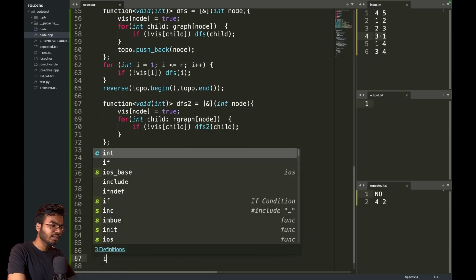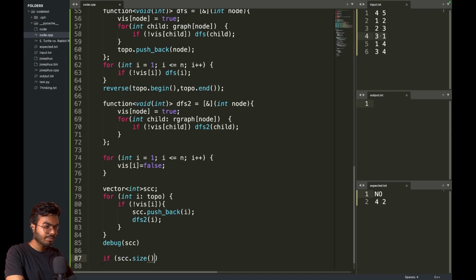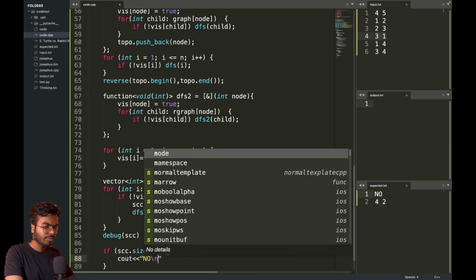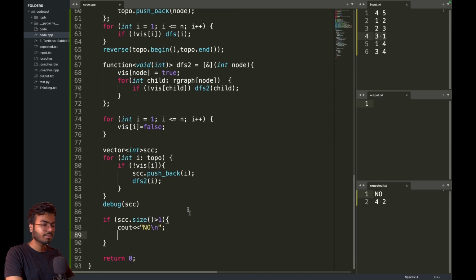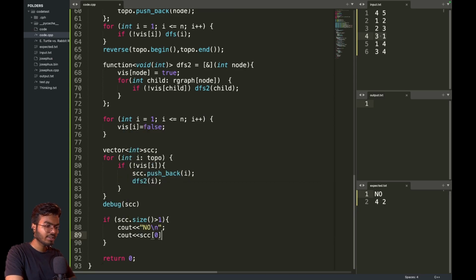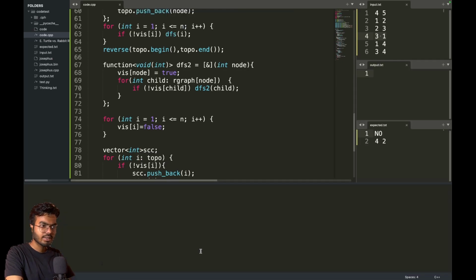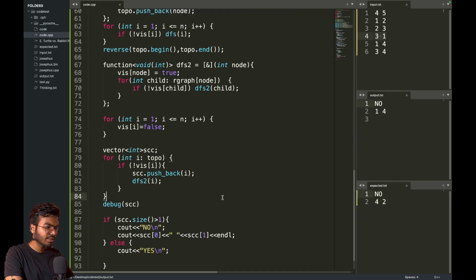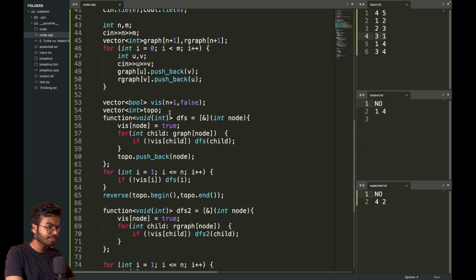So now I can say if scc dot size is greater than 1, then I will cout no, because there are more components. Now I can cout SCC 0 because I need to print any two cities which cannot be visited. So SCC of 1 with a space. In the else case, I can simply cout yes. Let's run this and we are getting the correct answers. Let's submit this quickly.